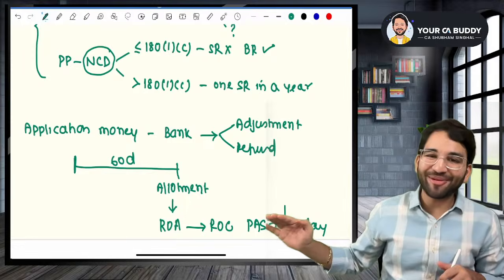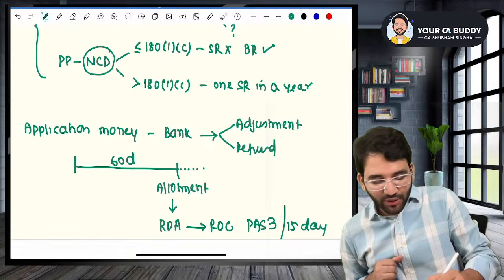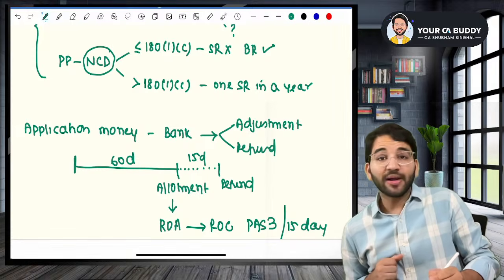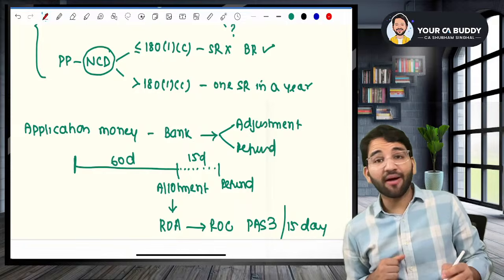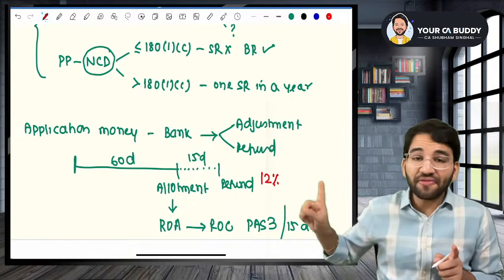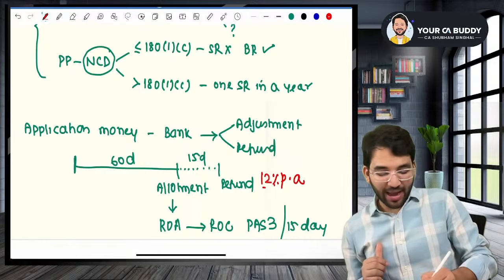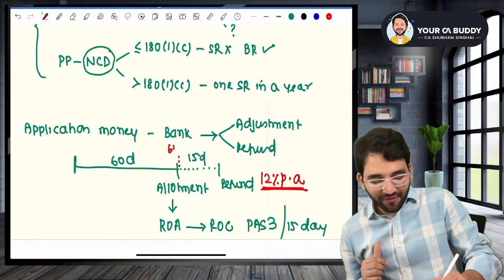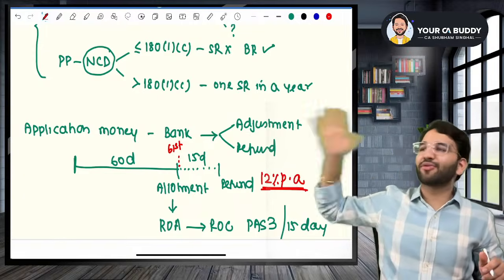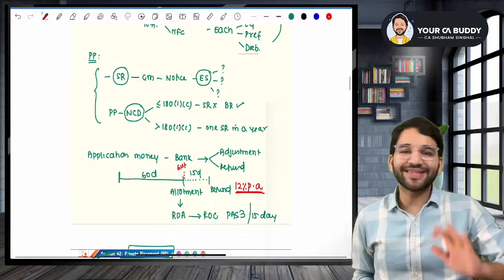Why? Because it is a private placement, so there are fewer members. But if you could not do the allotment within 60 days, you will have to refund within 15 days. If you fail to issue the refund, you will have to pay interest at the rate of 12% per annum, not 15%. This 12% per annum will start from the 61st day itself. These are the things written in your private placement provisions.